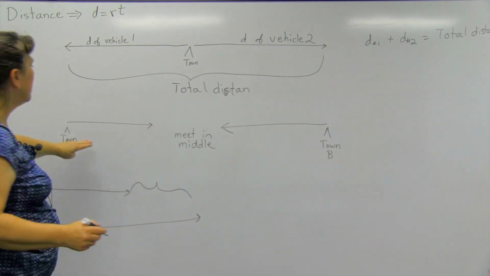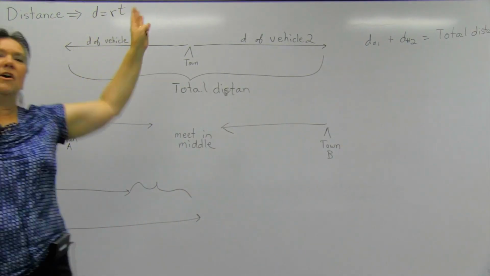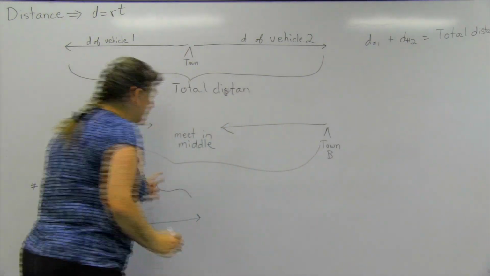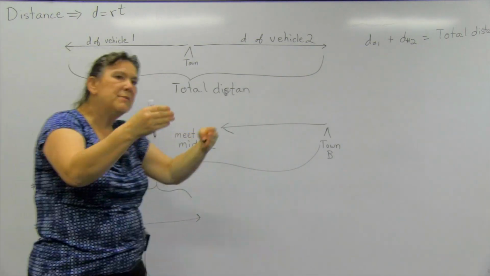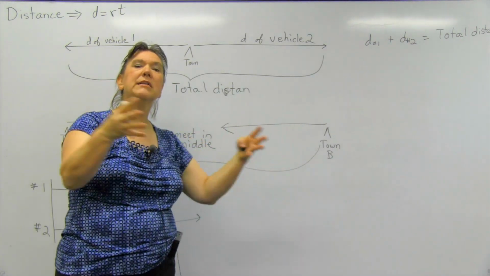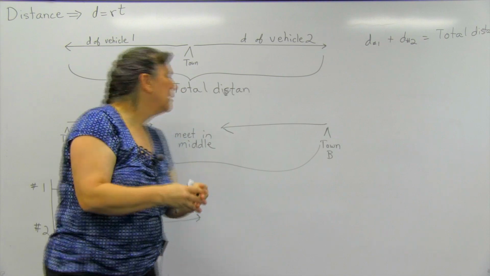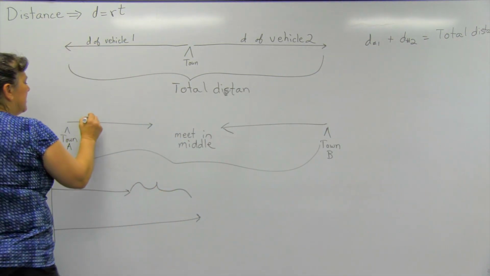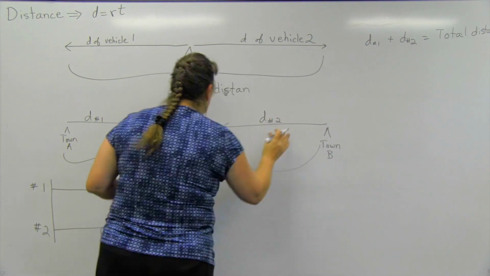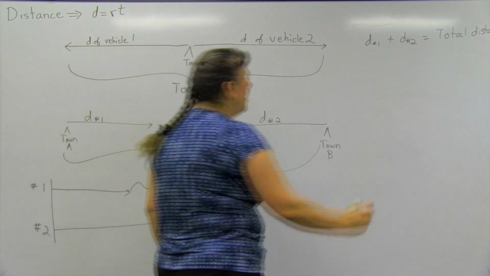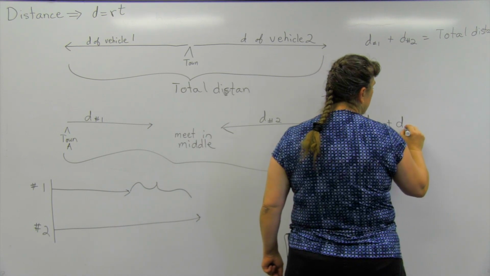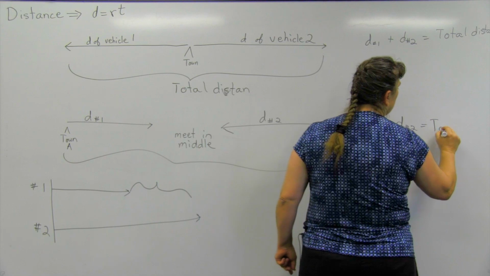Now, let's look at the second one. This one, we start at towns far apart. And again, you're looking at that total distance as part of the equation, but they're going to meet in the middle. And we want to know, most of the time, how long it takes them to meet in the middle. So again, you're looking at the distance of number 1 and the distance of number 2. And they're going to add to get to that middle point. So your distance of number 1 plus the distance of number 2 is going to equal your total distance.